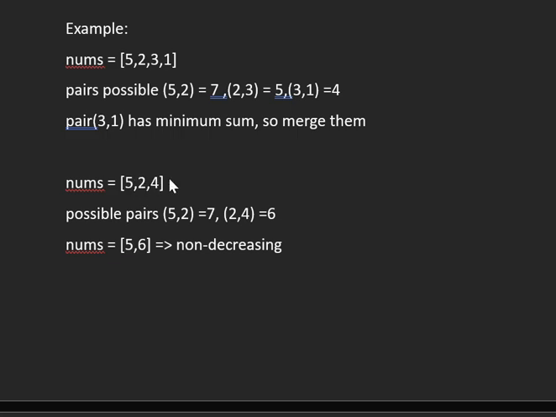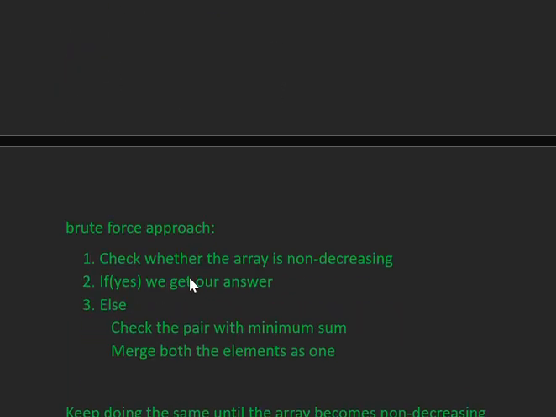Now again we check whether it is sorted or not. It's not non-decreasing, so we have to do the same thing. We check all possible pairs. The possible pairs are 5 2 and 2 4. Now, 2 4 has the minimum sum, so we replace 2 4 with its sum 6. Now nums becomes 5 and 6, and it has become non-decreasing. So now we return our answer. The number of iterations we have taken is 2, so we return 2.